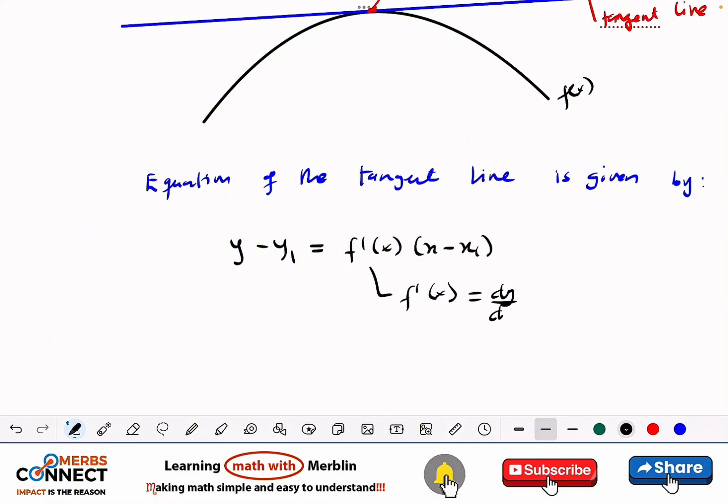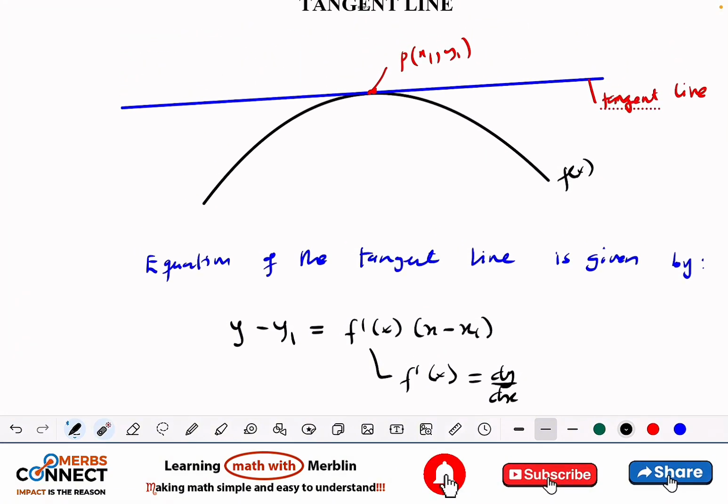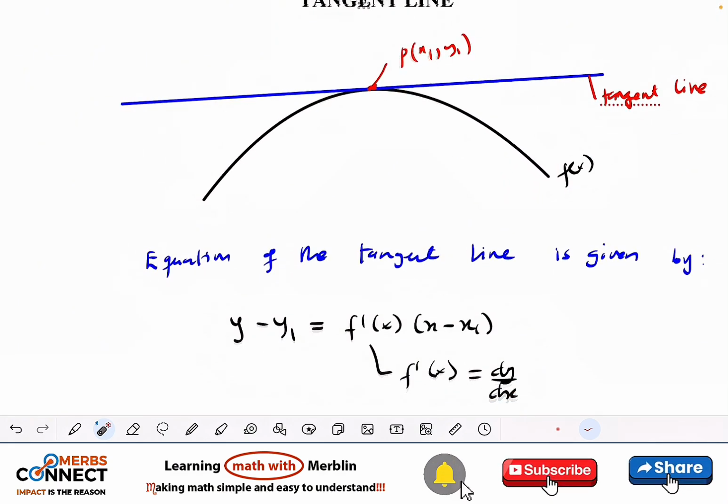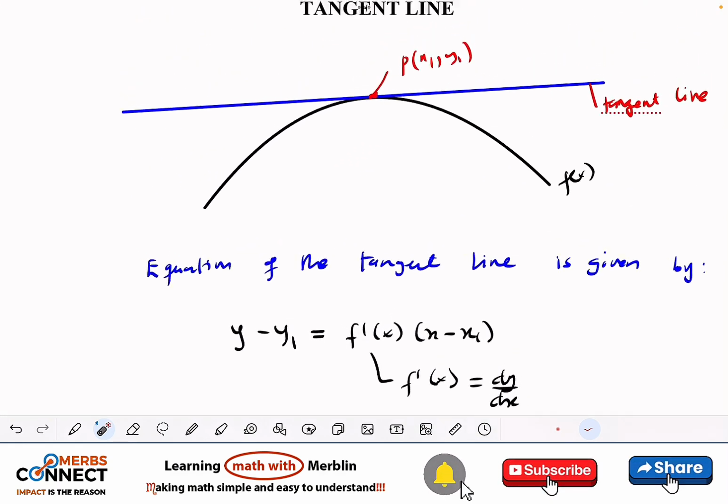So all we need to do is differentiate the function here, and then we just plug it in. The point will be given. If the point is given, then that will give us the y1 and the x1. We differentiate the function, we plug it in, then we get the equation of the tangent line. We are going to take an example and see how we go through that.